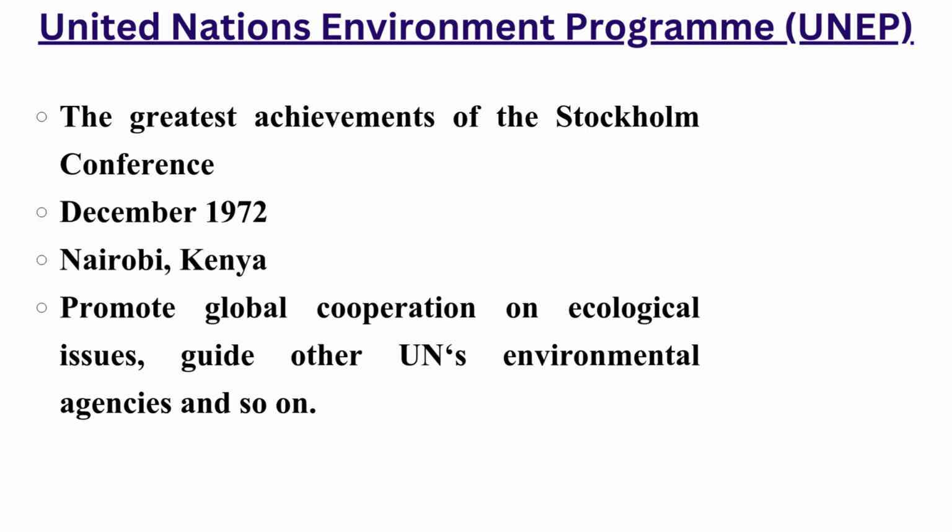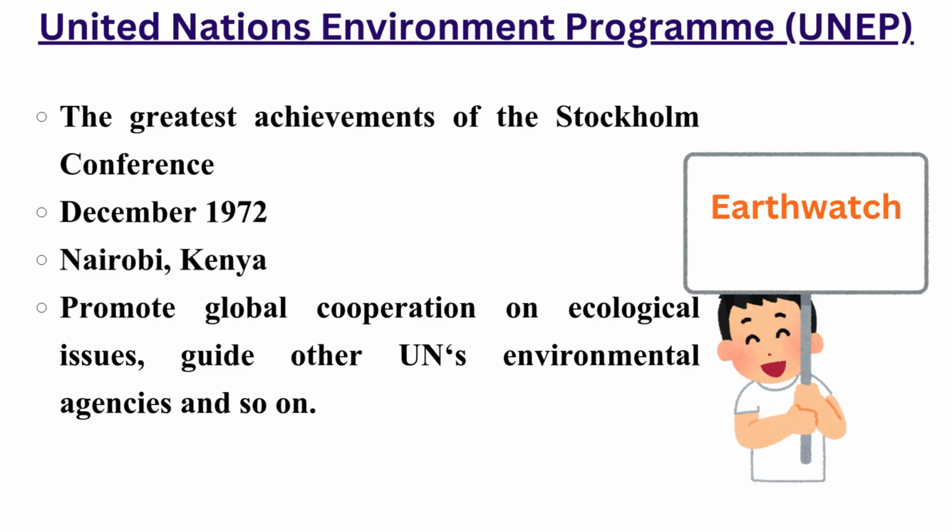The next one is the United Nations Environment Program, shortly referred to as UNEP. This is considered one of the greatest achievements of the Stockholm Conference. It was signed in December 1972 at Nairobi, Kenya. Its main objective is to promote global cooperation on ecological issues, guide other UN environmental agencies, and so on. They promote the sustainable use of natural resources. Also, they intend to raise public awareness about the dangers of environmental change and deterioration. For this, they developed an international monitoring system called Earthwatch. This Earthwatch enables global and national actions to assess potential risks and threats to the human environment. Also, it enables governments in a free flowing exchange of information and ideas. It provides extended technical support to a number of international conventions such as the Montreal Protocol, Convention on Biological Diversity, and so on.